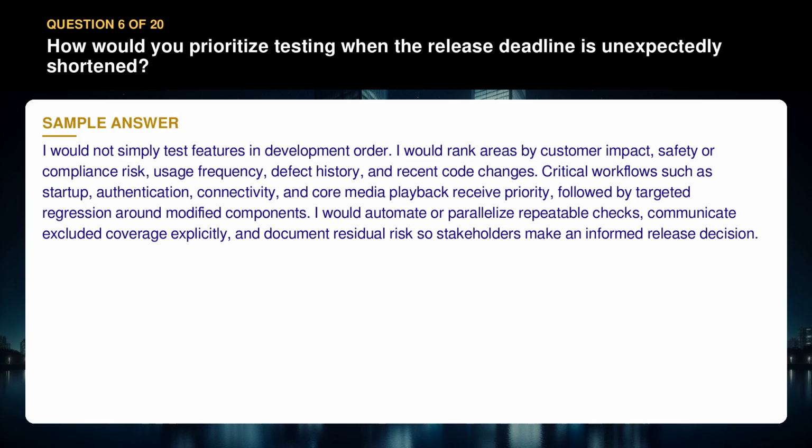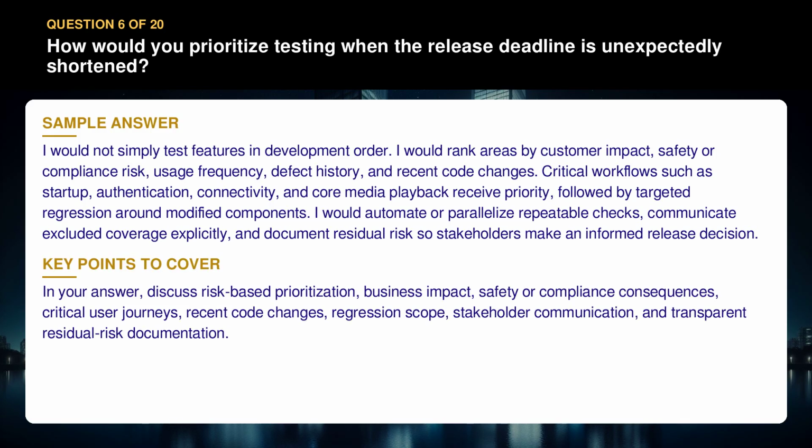I would automate or parallelize repeatable checks, communicate excluded coverage explicitly, and document residual risk so stakeholders make an informed release decision. In your answer, discuss risk-based prioritization, business impact, safety or compliance consequences, critical user journeys, recent code changes, regression scope, stakeholder communication, and transparent residual risk documentation.